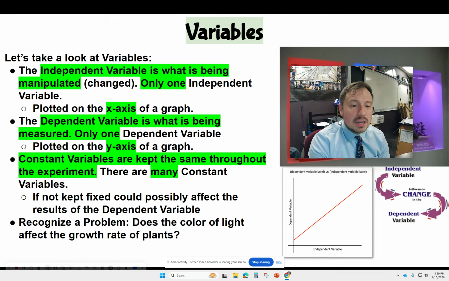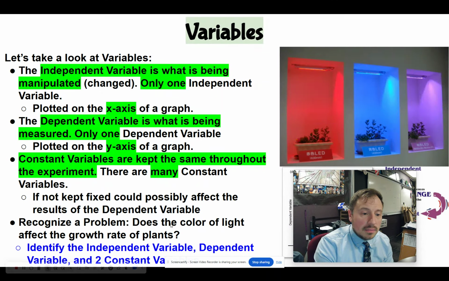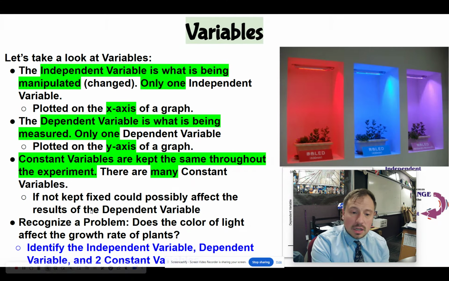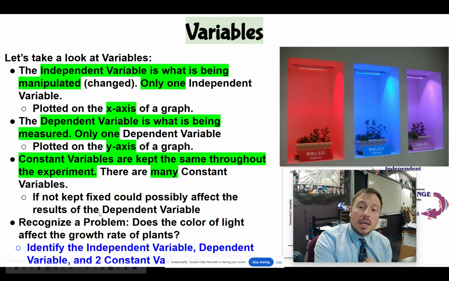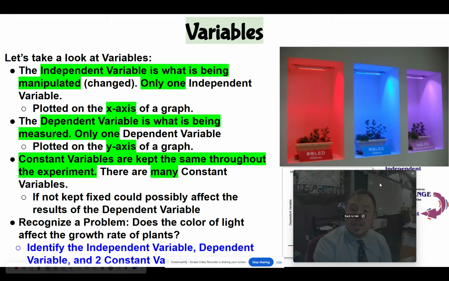Now if we look at that same problem, right, does the color of light affect the growth rate of plants? So identify the independent variable, dependent, and two constant variables. The independent variable, what we're changing, that's the color of light. The dependent variable is what we are measuring. That is the growth rate of plants. Now the constant variables is everything else, right? We want to keep the same amount of plant. We want to keep the lights on for the same amount of time. We want to water them with the same amount of water, same temperature. Everything else needs to be the same.